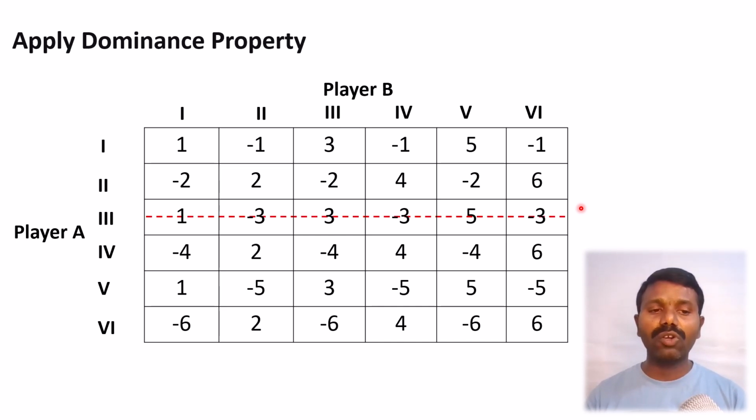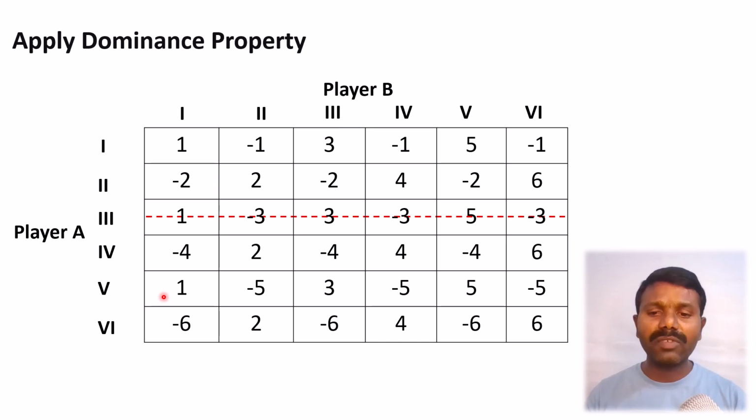Then again we go to the first strategy, comparing it with the fourth strategy. Here the first strategy is dominating in the first column, but in the second column the first strategy is not dominating the fourth strategy. So neither the first nor the fourth is dominating the other.